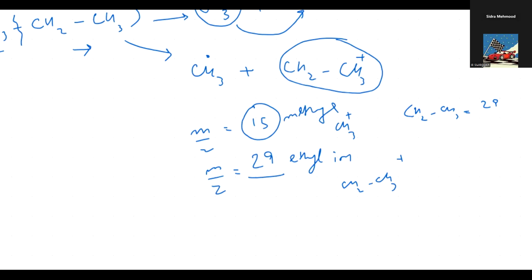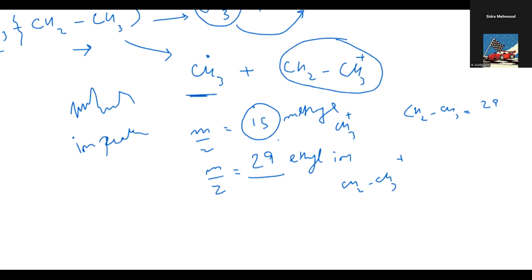Basically these radicals are not detected. They are not showing any peak. Otherwise, there would be a lot of noise within the spectrum. Noise means the unwanted peaks that are shown. But in the spectrum that you will get, there are no peaks related to the radicals. The only peaks that are shown are the ion peaks, the molecular ion peaks.